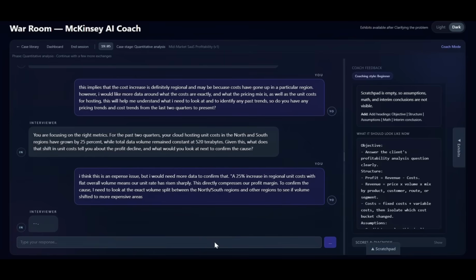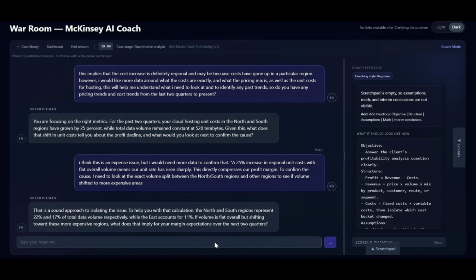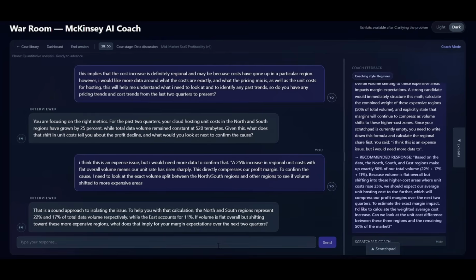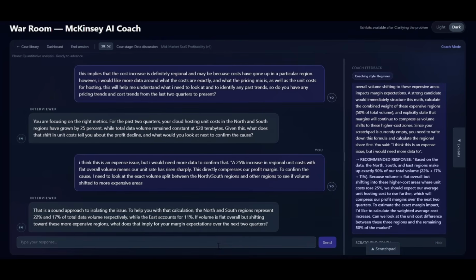Great. So our interviewer tells us that looking at expenses is a sound approach. Then it tells us to help us with understanding expenses. The North and South regions represent 22% and 17% of total data volume respectively, while the East region accounts for 11%. If our volume is flat overall, but is shifting towards these expensive regions, the question is, what does that mean for our margin expectations over the next 2 quarters?